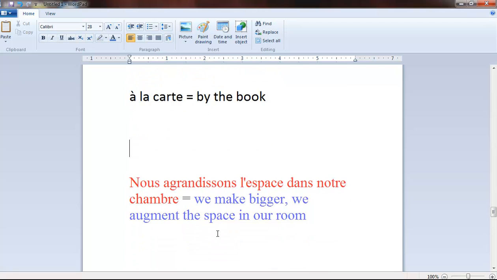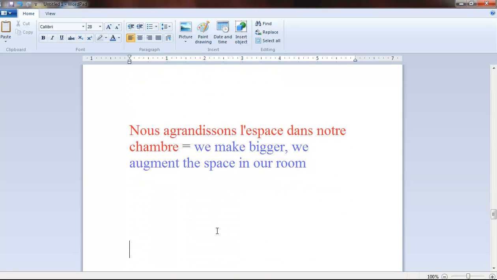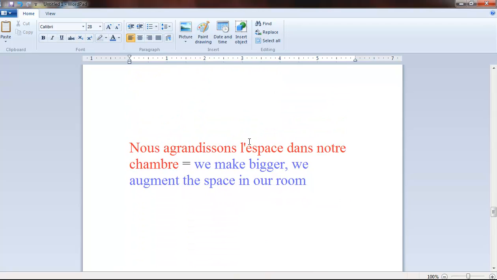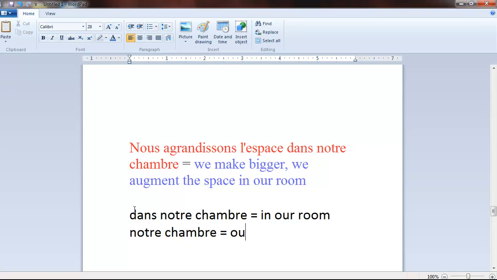Okay, next example. Nous agrandissons l'espace de notre chambre. We make bigger, we augment, we increase the space in our room. Nous agrandissons. L'espace, it means the space. And dans notre chambre, it means in our room. Notre chambre, it means our room.